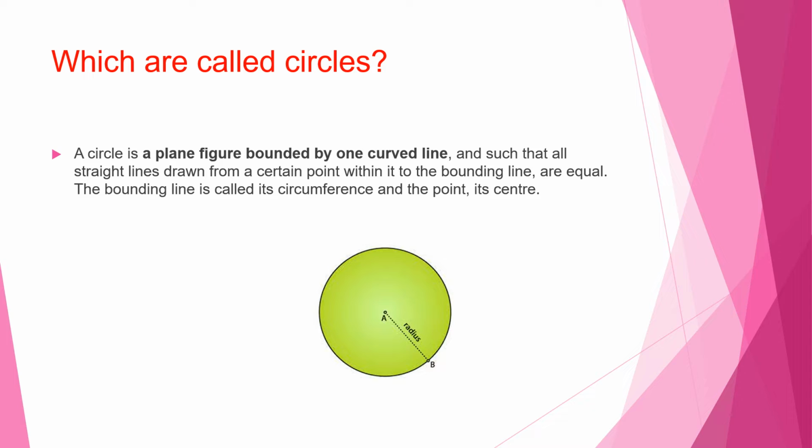Here in the given figure, we can clearly see that the point A, which is inside the circle, marks the center of the circle. The distance from the point A, which is the center, and the point B, which is on the circumference of the circle, is called as radius. The distance between the point A and any other point on the circumference of the circle will always be equal to radius.